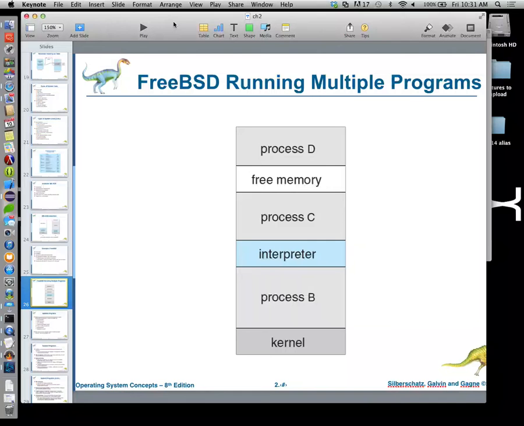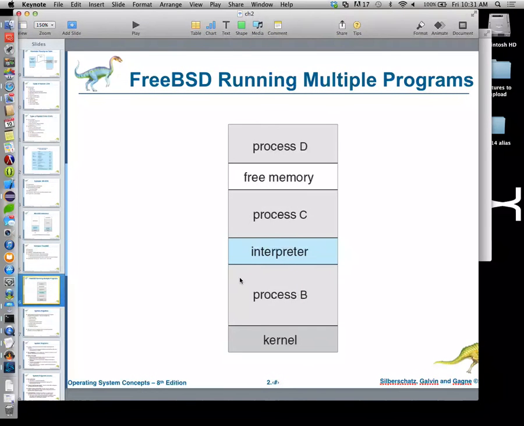So FreeBSD running multiple programs, useless. Well, maybe not totally useless. If we think about it, we have 3 people connected to the operating system at the same time. Each of those 3 people would launch a program. So we want to think about this from a memory management perspective. Forget about what the slide actually says. It's kind of a stupid slide.